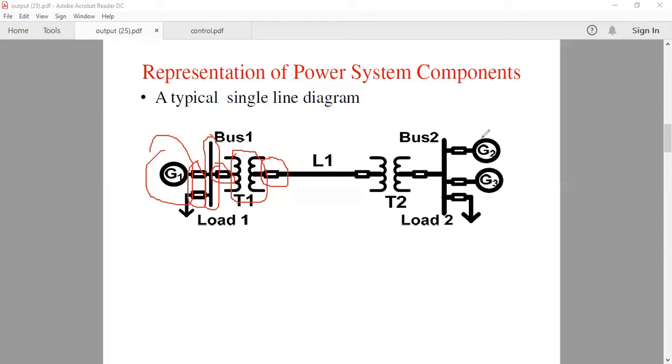Now in this, we have generator 2 and generator 3, which are also feeding power to the bus or to the entire system. So in this system, we have generator 1, generator 2, and generator 3, three generators, which are connected through system buses and which are supplying the load connected to bus number 3. So this is an example of a single line diagram of a typical power system.